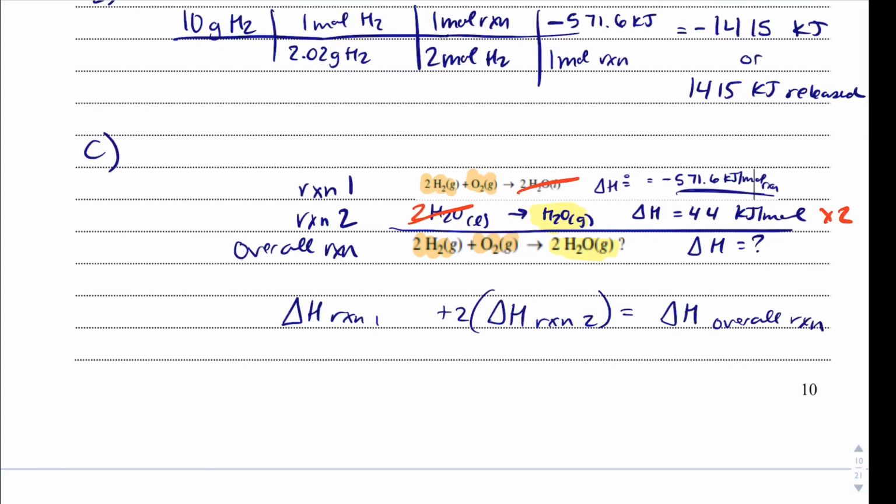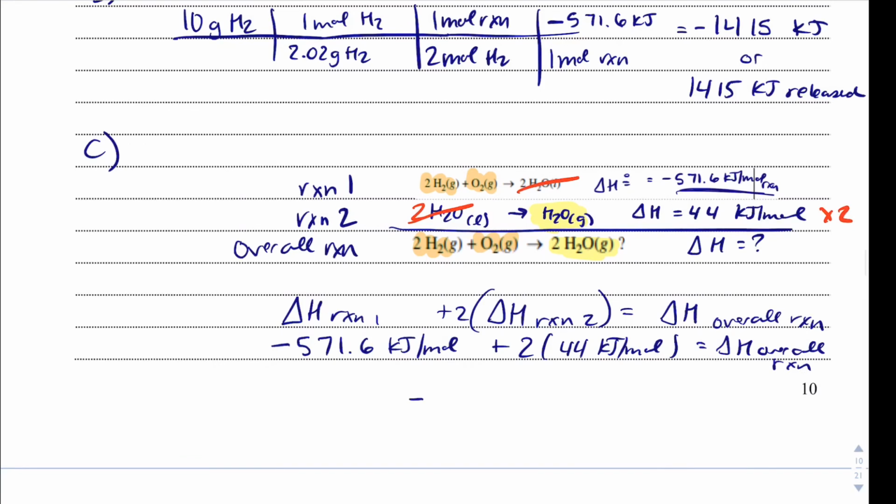I don't love the way that they've worded a lot of this question, but sometimes you get a cruddy question and you've got to work through it. That's just the nature of AP Chemistry sometimes. So we'll take negative 571.6 kilojoules per mole plus 2 times 44 kilojoules per mole. And that will equal delta H for my overall reaction. And when I do that, I get negative 483.6 kilojoules per mole.